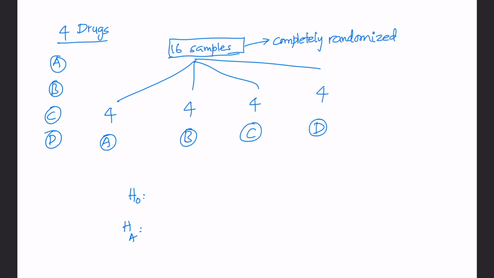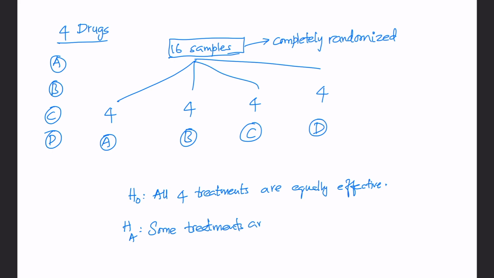Let's say H0 represents that all 4 treatments are equally effective. We are basically saying that all 4 treatments are equally effective, no one is better than the other. So HA basically says that some treatments are better than others.